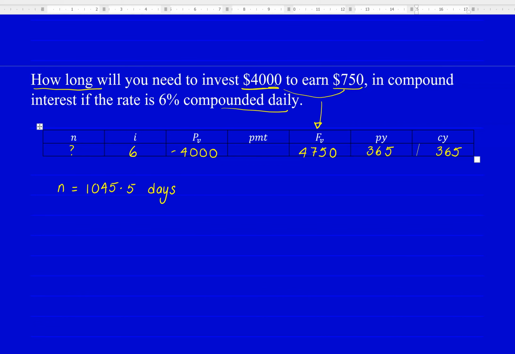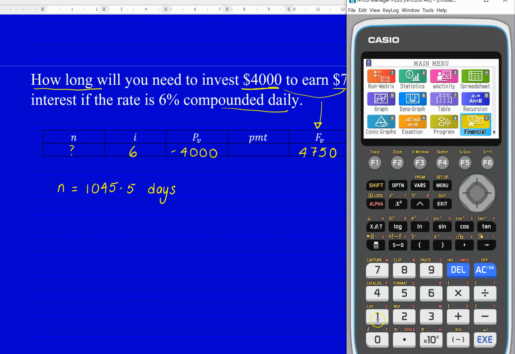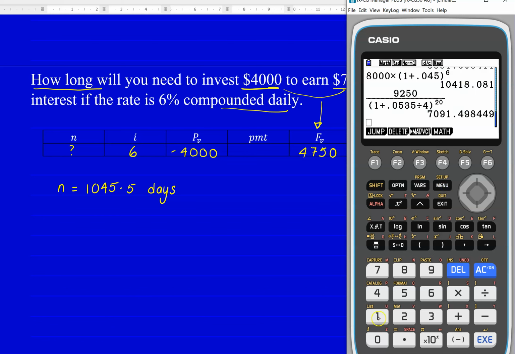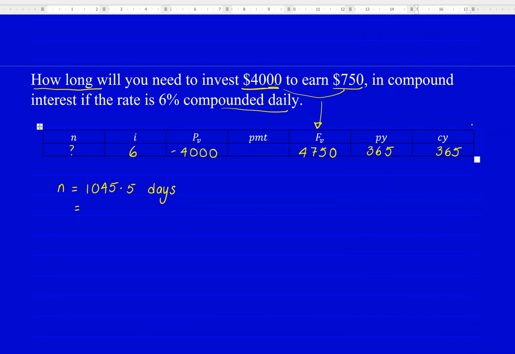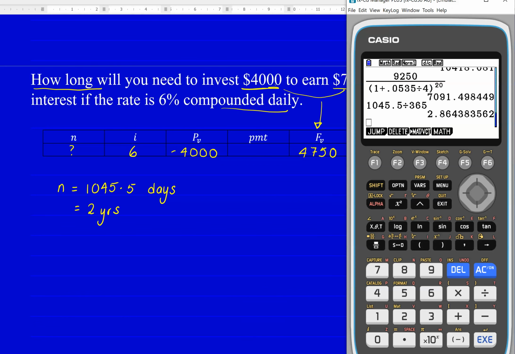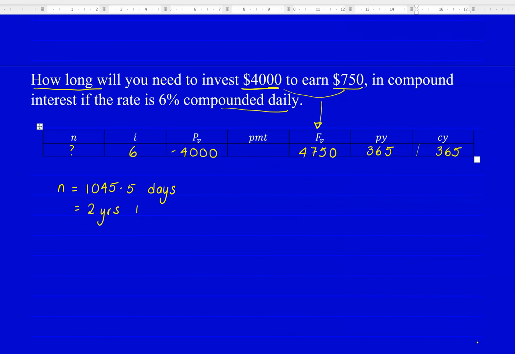All right, so if I wanted to know what that is in years, we would have to come back up here and say 1045.5. How many days in a year? So divide by 365. We're ignoring leap years. So we've got 2.86. So this will equal 2 years. And then we're going to take the 0.86438, probably don't need that many, times 12. So that will be 10 months.